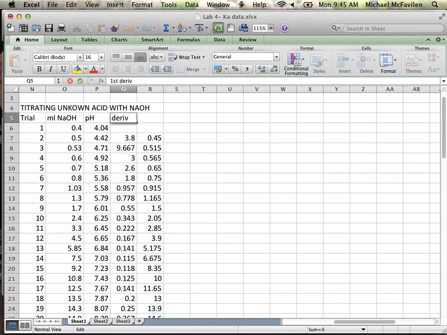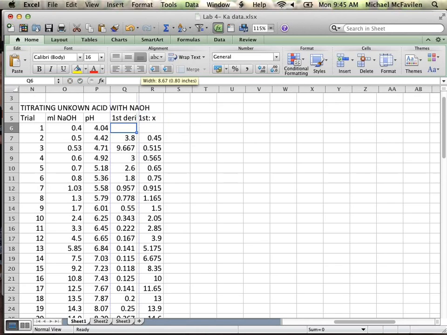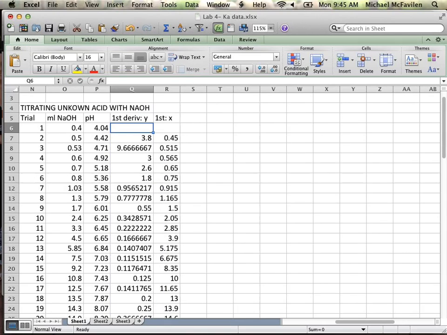So this will be the first derivative. This is our y-axis. And we'll call this our first derivative x-axis. Expand that out a little bit so we can see it. Okay.